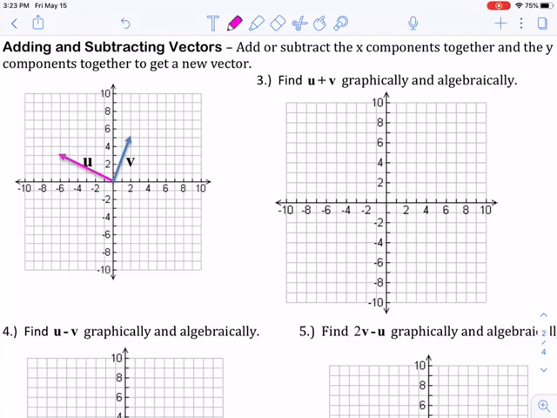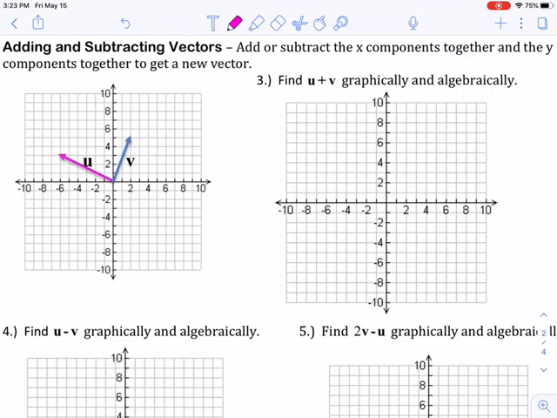Now let's take a look at how to add and subtract vectors. It's actually quite simple. To add and subtract vectors, you're going to add the x components together, and you're going to add the y components together to get your new vector. We can do this both graphically and algebraically.